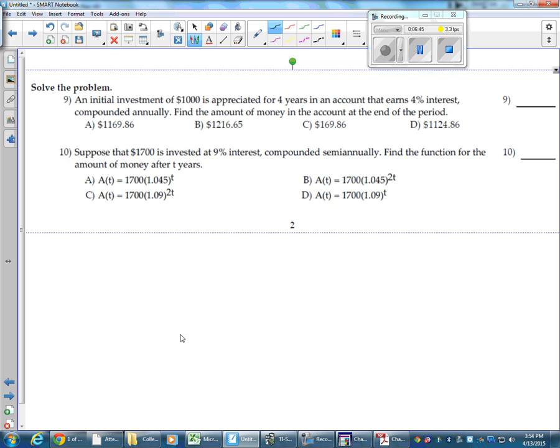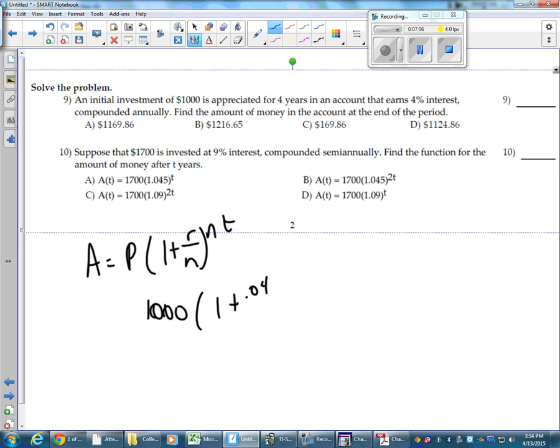Number 9, we're going to use the formula A equals P times (1 plus r over n) to the nt power. n is the number of times it's compounded per year, and t is your time in years. So in number 9, we have an initial investment of $1,000. So we're going to do this for 4 years at an account that earns 4%. Remember that 4% is 0.04 compounded annually, so that'd be 1 time a year. If it was quarterly, that'd be 4 times a year. Monthly is 12.